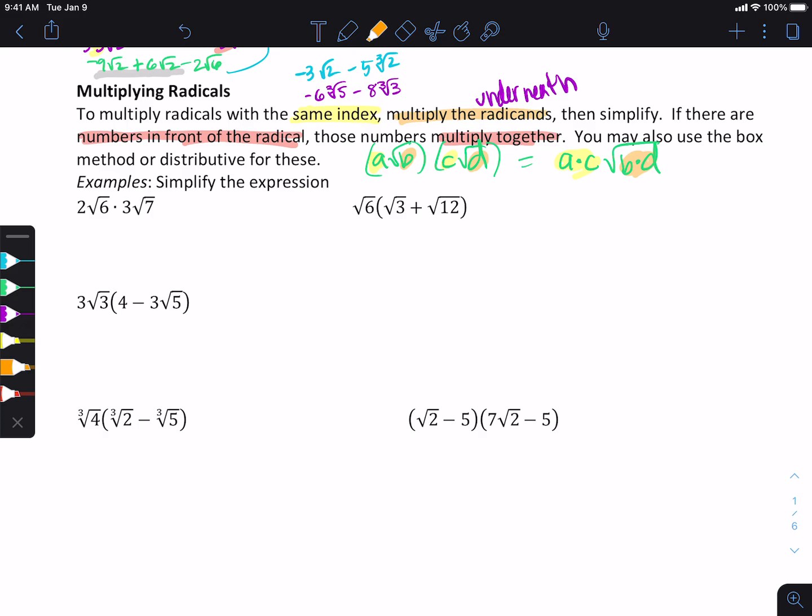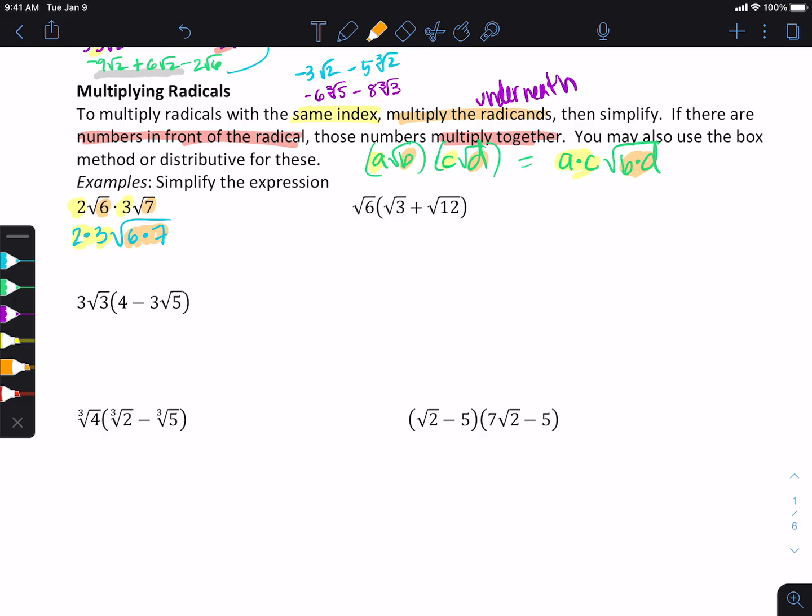You still have the option to use your box method that we've used before with polynomials, or you can use just distributing. Okay? So what you want to remember is the coefficients get multiplied and the radicands underneath get multiplied. So outside by outside, inside by inside. Okay? So if we looked at this first example, we're going to do the coefficients, so the 2 times the 3, or the outside by the outside, and then the radicands, or underneath, which is the 6 times the 7. So we're going to do 2 times 3 square root of 6 times 7. Okay? So again, we've got these two on the outside and these two underneath.